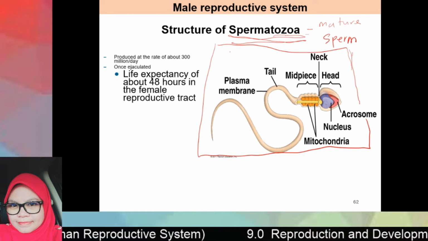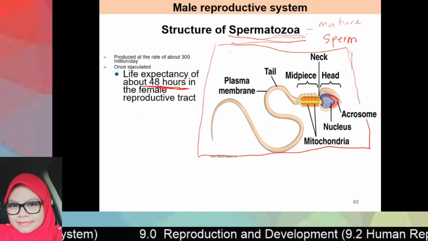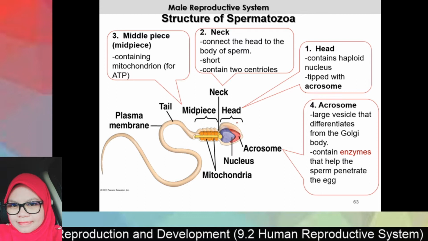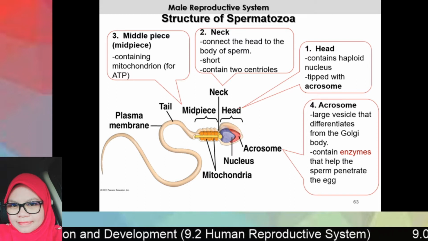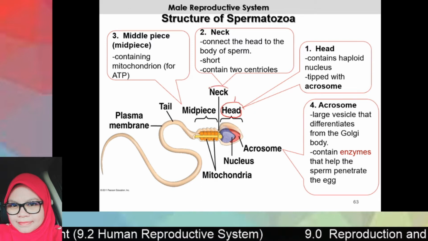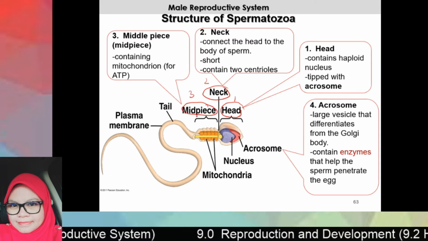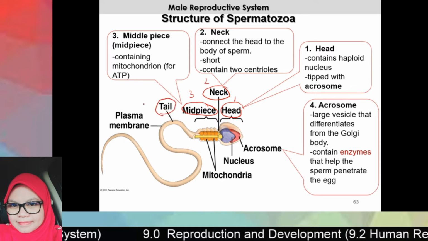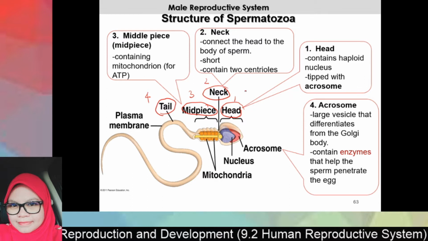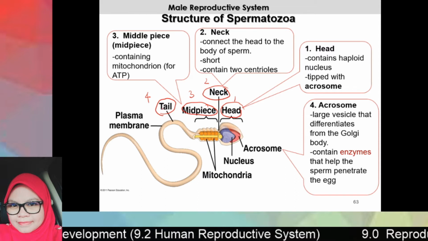Mature sperm can live in the female reproductive tract for 48 hours. So here is the detailed structure. Actually it can be divided into 4 main structures. First is the head. Second is the neck. The third one is the mid piece, or in some books the middle piece. And the fourth one is the tail. So for mature sperm or spermatozoa, it must have all these 4: the head, neck, mid piece, and tail.